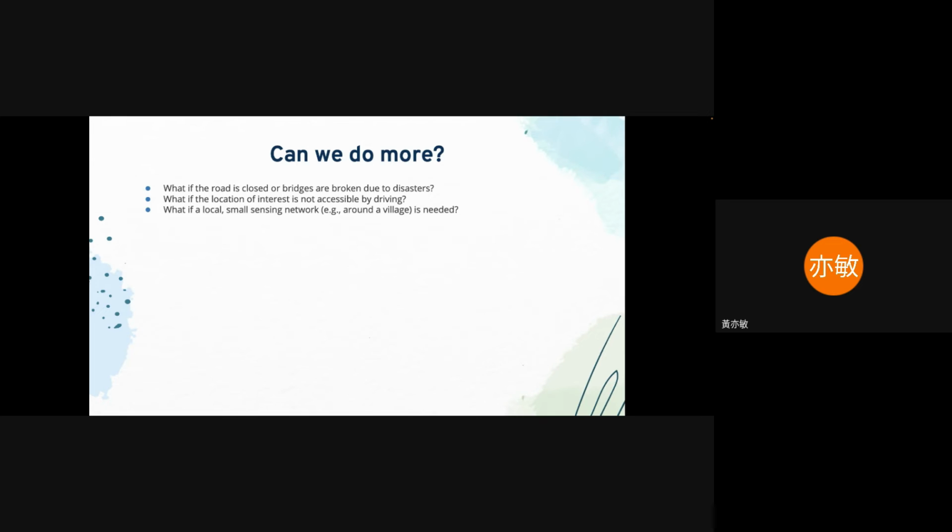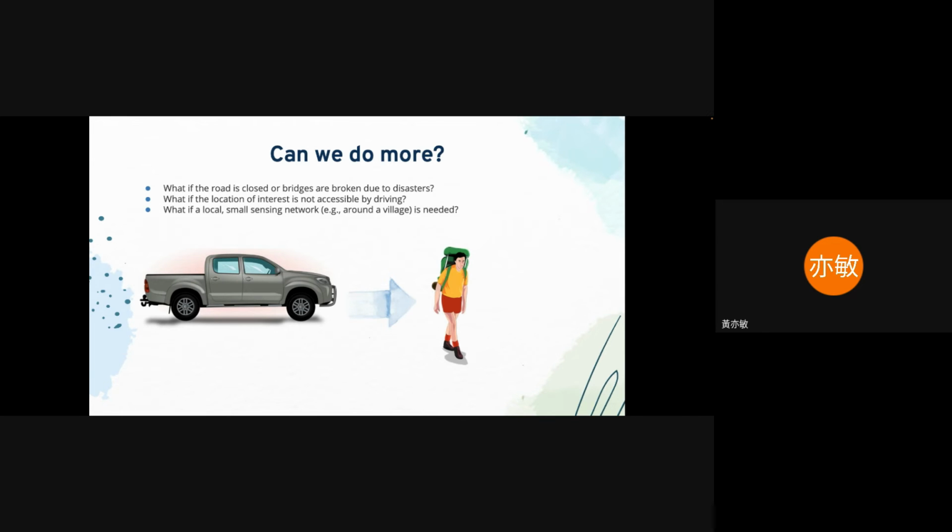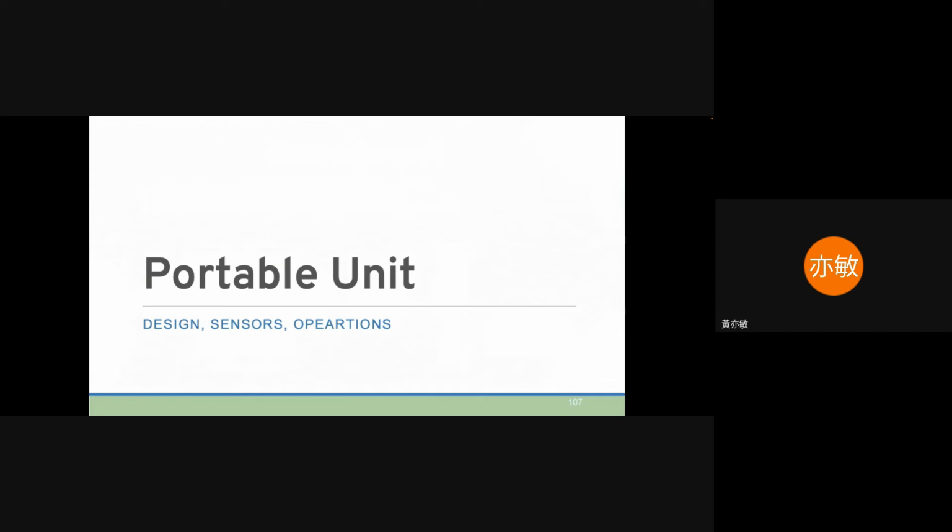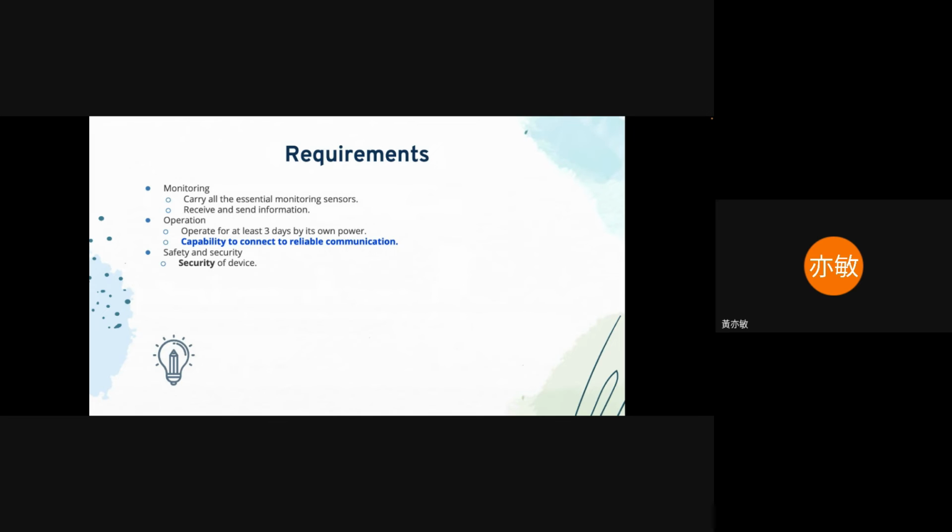The next question is, can we do more? Because sometimes you can drive to the site, but whenever the traffic is broken or there is no road you can access through, then we rely on manpower. So we need a person to carry the monitoring sensors to the remote area. We call them portable sensors.